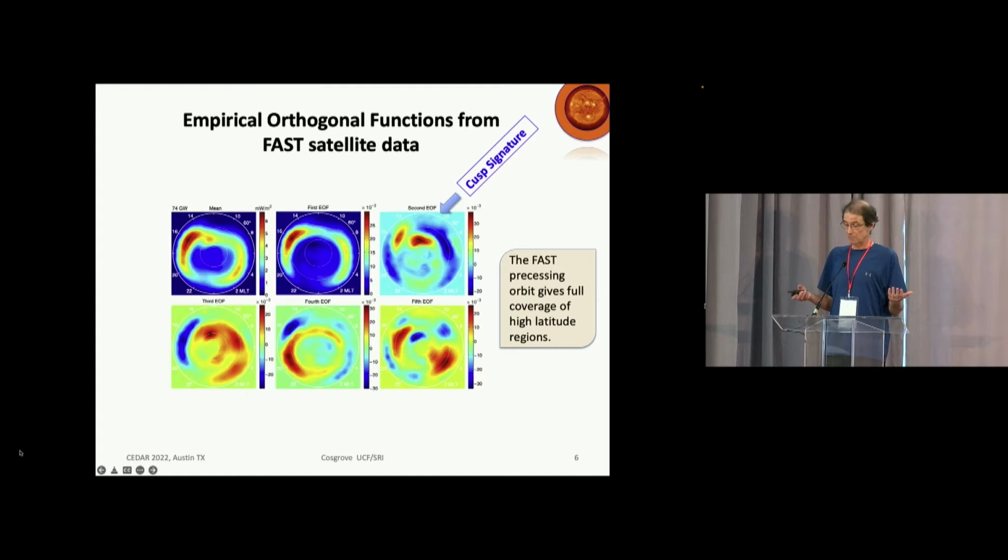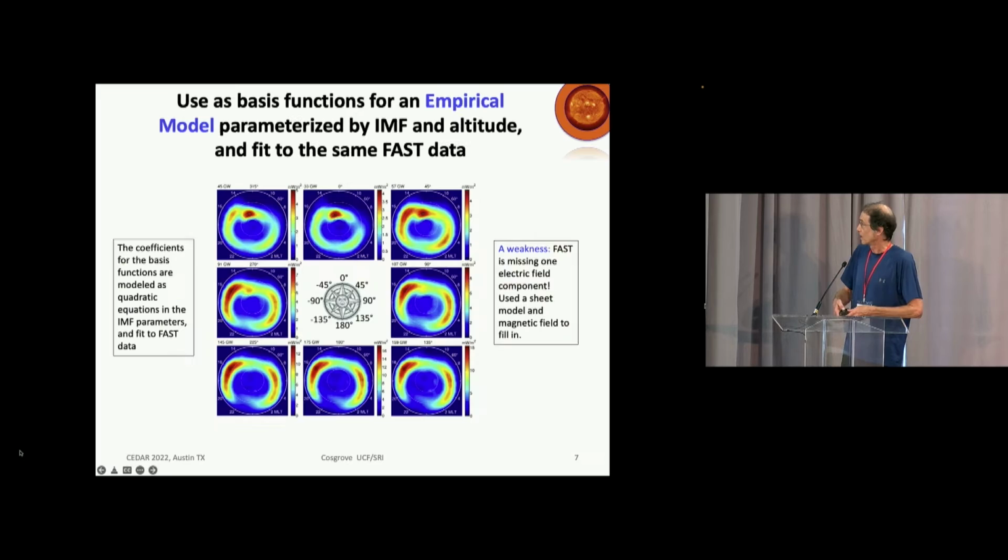which are made in a fairly complex way, and there's different ways to make those things. But at any rate, I use those as basis functions instead of using spherical harmonics that a lot of people used. I fit them back to the same FAST data, except now there's a quadratic equation in the IMF parameters. And what I'm fitting is the coefficients for that quadratic equation to fit those basis functions back to the data.